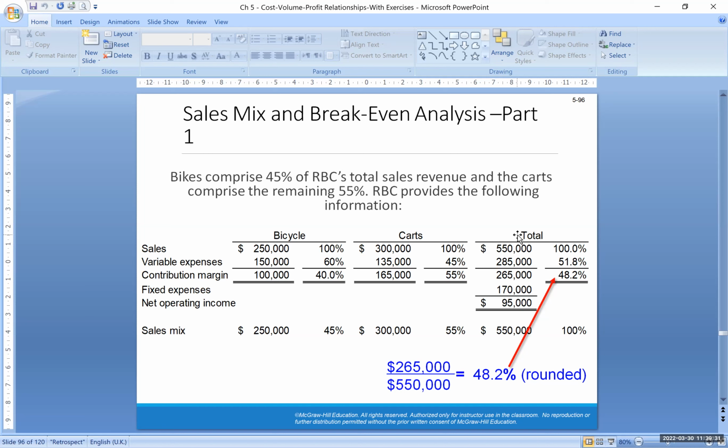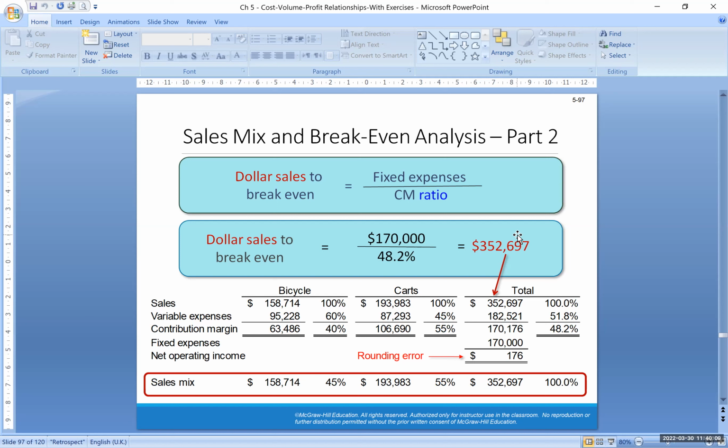So 265,000 minus the 170,000 equals the net operating income of 95,000. Now, I need the percentage of the contribution margin, as I say, 265 thousand divided by 550 thousand. This equals 48.2%. The break-even point for multi-product will use the contribution margin for the whole company. So the next slide will explain the sales mix and the break-even analysis.